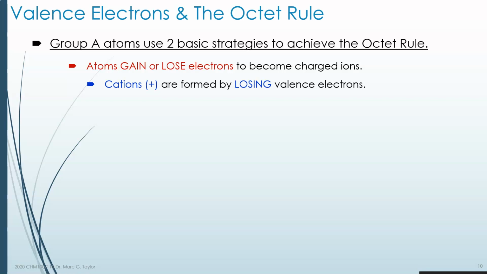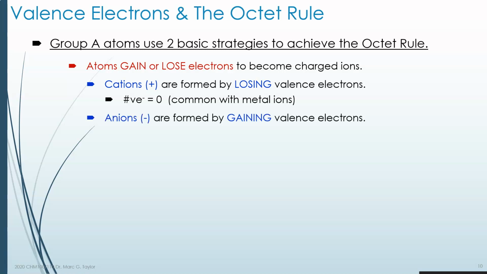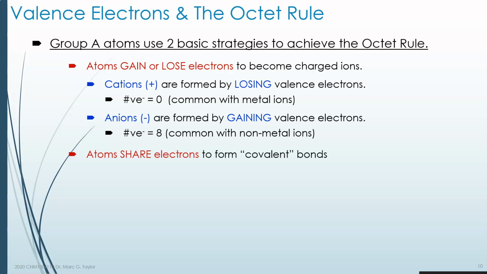Cations are formed by losing valence electrons and frequently end up with a total of 0, which is like 8, but we're going to say it's 0. The anions are formed by atoms on the right side of the periodic table trying to gain enough electrons to be like noble gases, so they become negatively charged. And they'll end up with 8 valence electrons most of the time. Not all of the time. There are exceptions to all of these things.